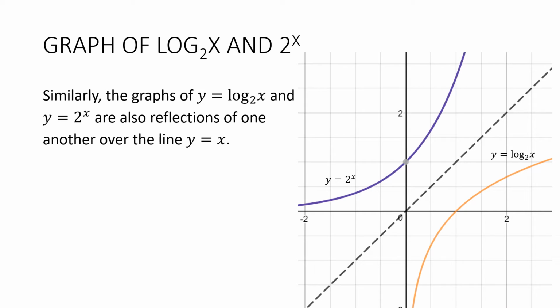Now similarly, the graphs of y equals log base 2 of x and y equals 2 to the x are also reflections of one another over the line y equals x. We can see that again. Here the y-intercept of 1 becomes the x-intercept of 1 and the asymptotes switch as well. That's pretty much going to be the same with any log and its corresponding exponential. Where the bases match, they're always going to look like that. The only thing that's going to change really is the dilation, or how steep it is.